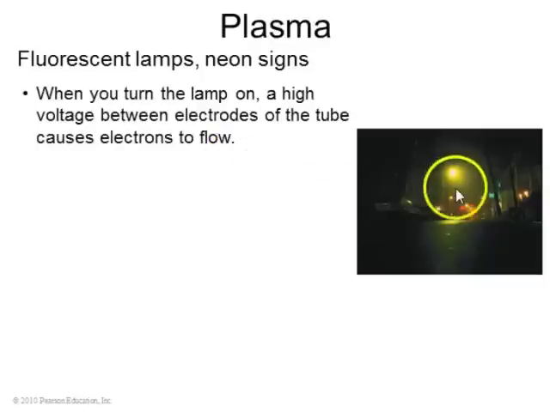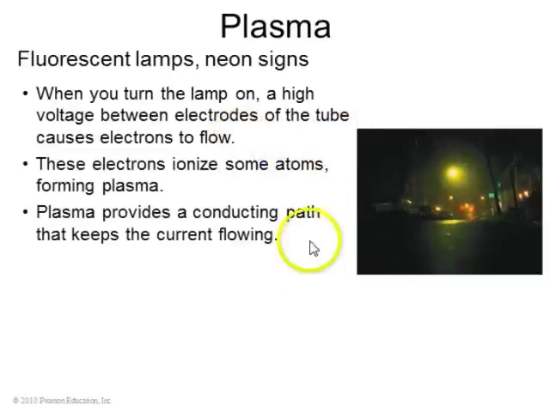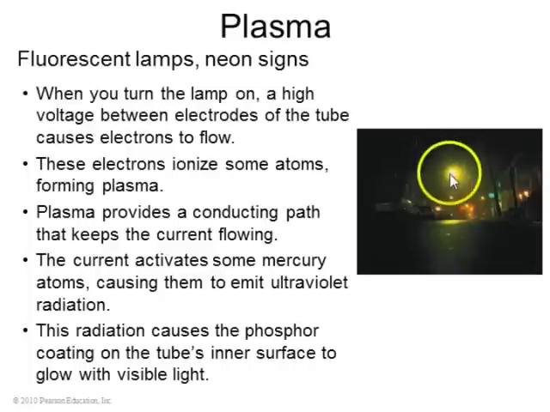Also, fluorescent lamps that you see have plasma in them. High voltage will cause electrons to travel through the gas, ionizing the atoms, and also providing a conducting path to complete the circuit inside the lamp. And that current will excite some of the mercury atoms and cause them to emit ultraviolet radiation, which interacts with some phosphor on the outside of the glass that's holding the lamp, and that causes the whole thing to glow in visible light.